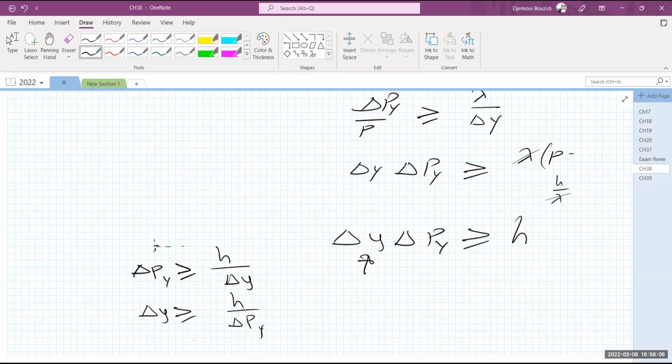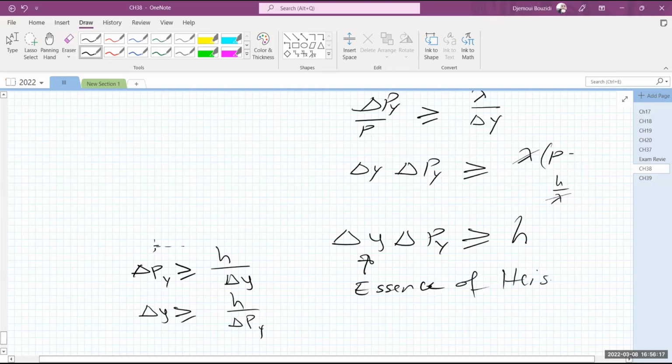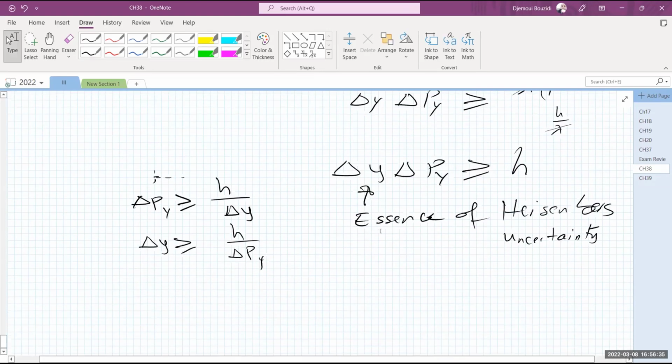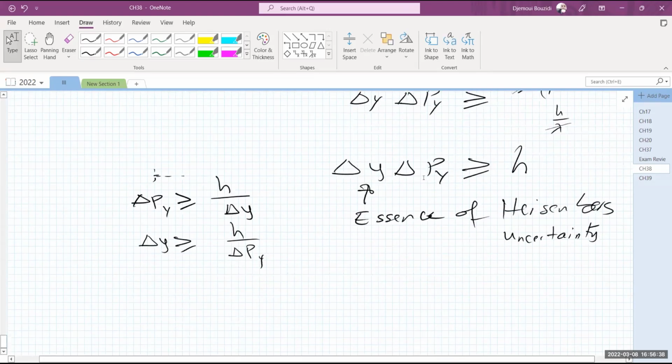Okay, so this is the essence of Heisenberg uncertainty. You cannot tell the position by knowing precisely the momentum, and you cannot tell the momentum by precisely knowing the position. So both of them seem to be interconnected.